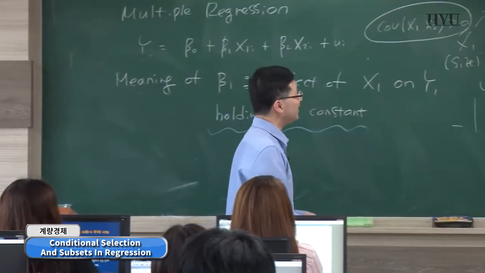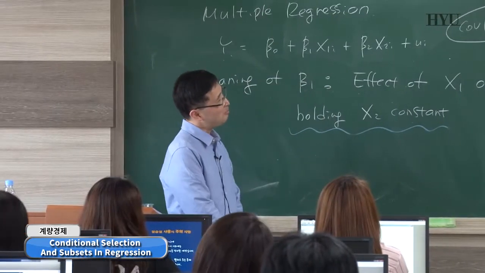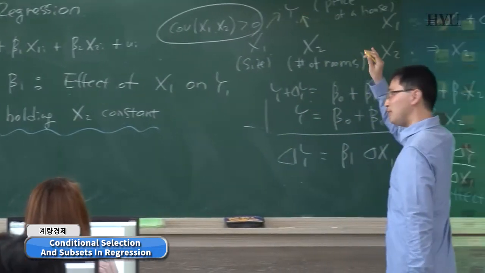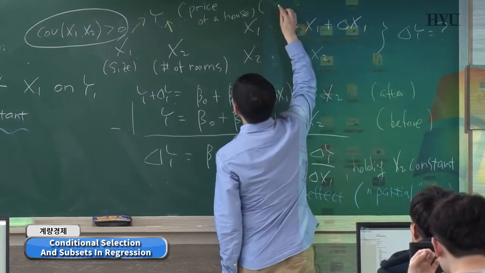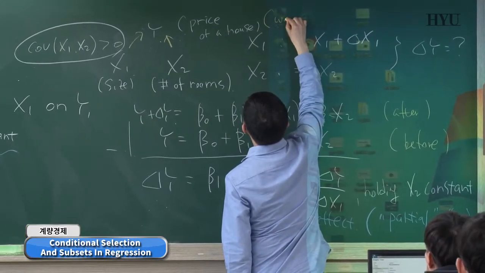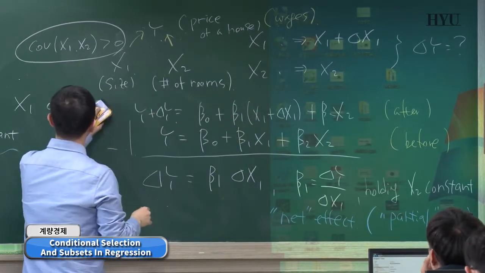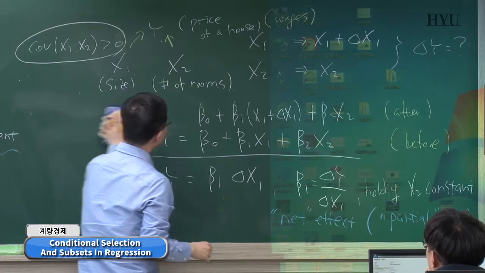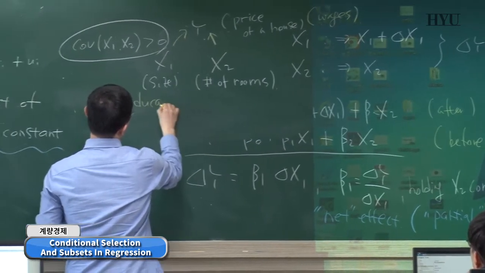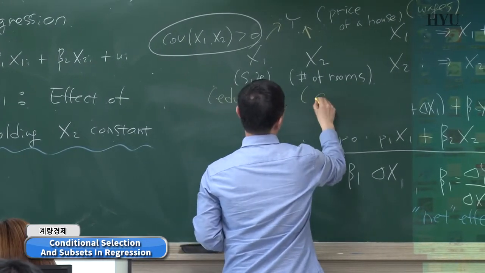Okay, let me give you a second example. Somehow, my first example didn't go as I planned. Okay, let me try it again. There's nothing wrong. It's just not that very effective. So the second example is y. Let's just say that it is wages. And my x1 is education. So let's use the example we used yesterday. And x2 is ability.